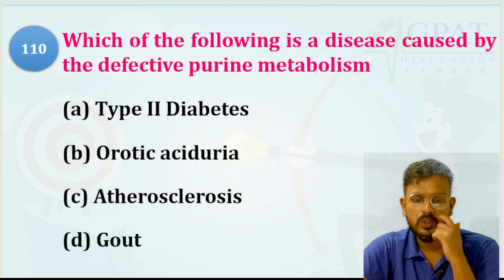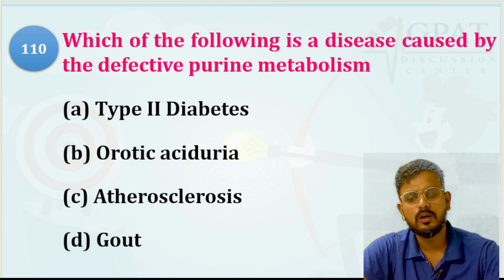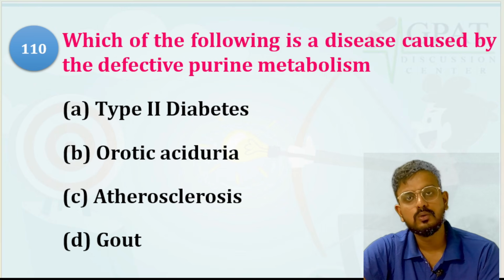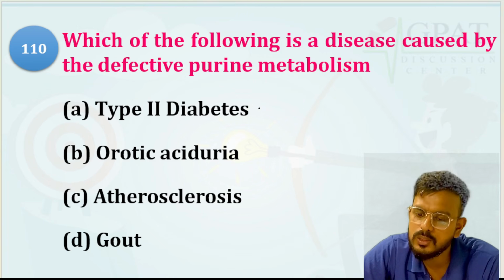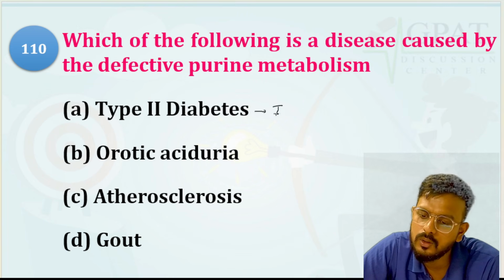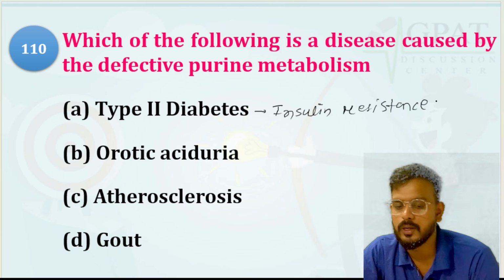Next question. Which of the following types of disease is caused due to a defect in purine metabolism? Let's start. So what is type 2 diabetes? Type 2 diabetes is basically insulin resistance, a metabolic disorder that causes hyperglycemia.